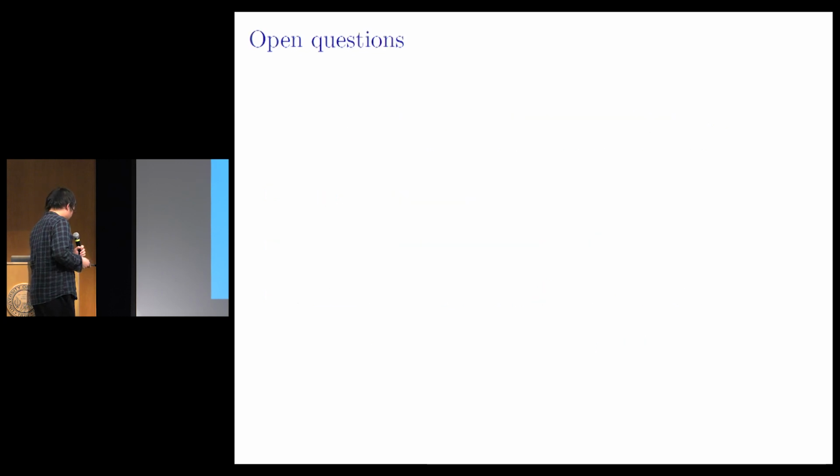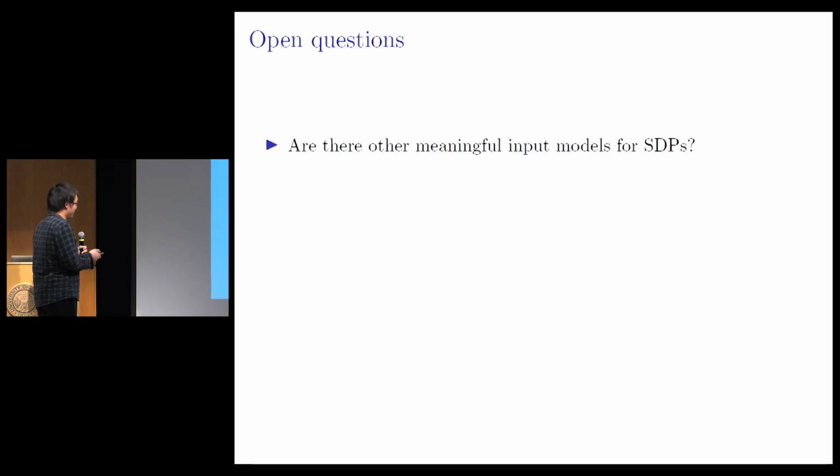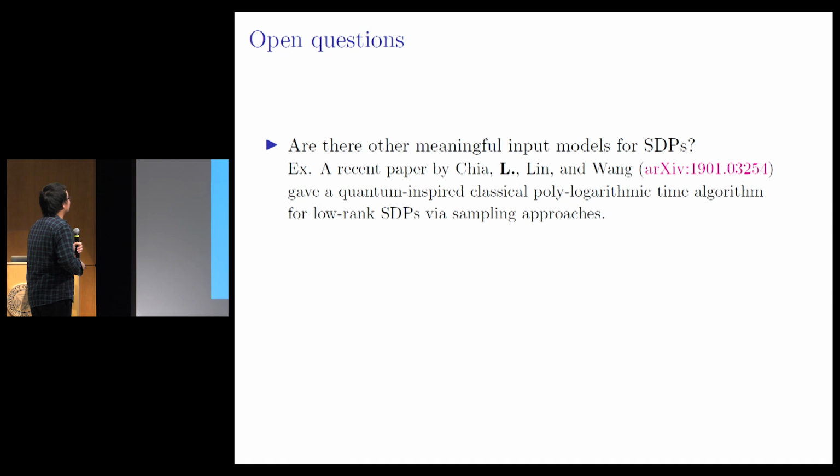Let me also briefly discuss the potential open questions along this line. The first question is: are there any other meaningful input models for SDPs? I'm not sure whether asking for other input models is a contrived question or not, but I think it's very natural that if we really want to get a quantum speedup, we should think about whether we are considering something reasonable. For instance, I recently have a paper with Lin and Wang where we gave a quantum-inspired classical polylogarithmic time algorithm for solving low-rank SDPs via a sampling approach, based on a sample-based framework.